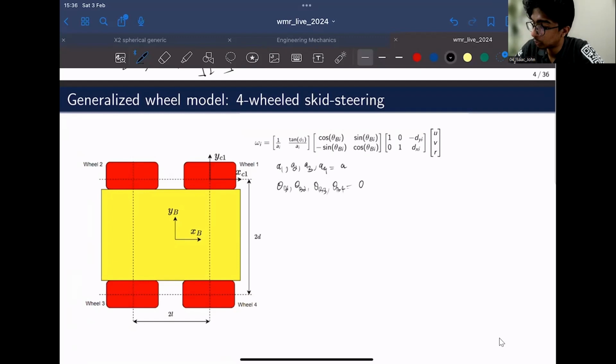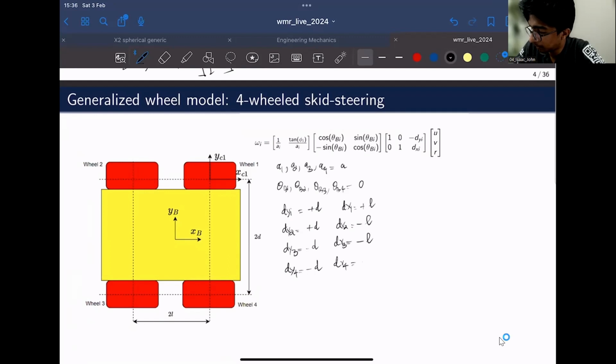And what are the remaining terms? We have these terms over here, dyi and dxi. So dy1 would be positive D, dx1 would be positive L, dy2 would again be positive D, dx2 would be negative L, dy3 would be negative D, dx3 would be negative L, dy4 would be negative D, dx4 would be positive L.